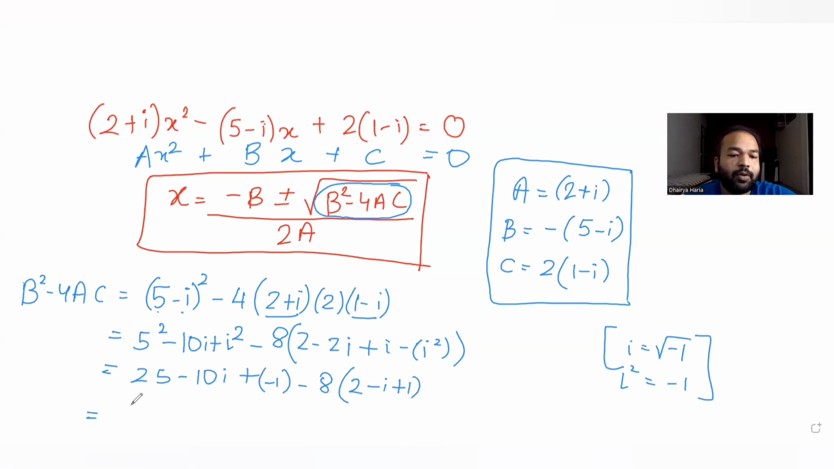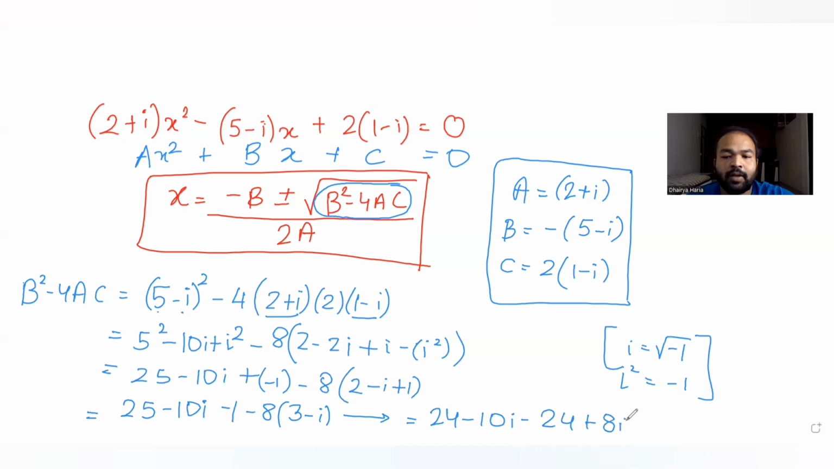Here if you see, 25 minus 10i minus 1 minus 8 into 2 plus 1 is 3 and minus i. So now that gives you 25 minus 1, that is 24, and 24 minus 10i minus 24 plus 8. So 24 and 24 get cancelled. I get minus 10i plus 8i. That gives me minus 2i.